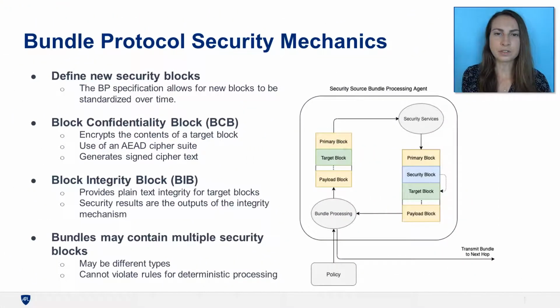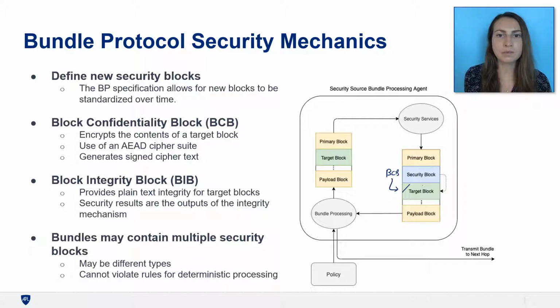BPSec currently supports 2 security blocks and allows for new security blocks to be standardized over time. The block confidentiality block, or BCB, is used to add a confidentiality service to the bundle. When a BCB is added, the contents of its target blocks are encrypted in place, using an AEAD cipher in order to generate signed ciphertext.